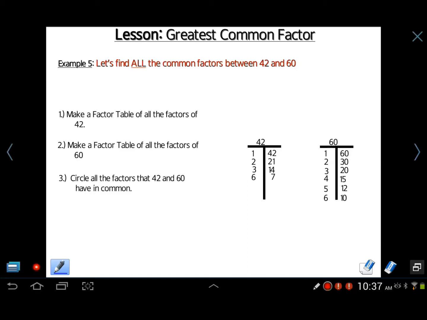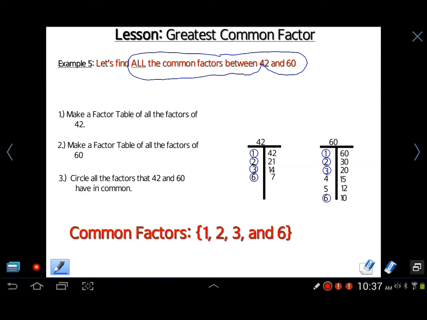Okay, now let's circle all the factors that 42 and 60 have in common, because that's what the question was. We're finding all the common factors between 42 and 60. So what do they have in common? They both have a 1 in common. That will always be true. They both have a 2 as a factor. They both share a 3. They both share a 6. And that does it. So their common factors are 1, 2, 3, and 6.